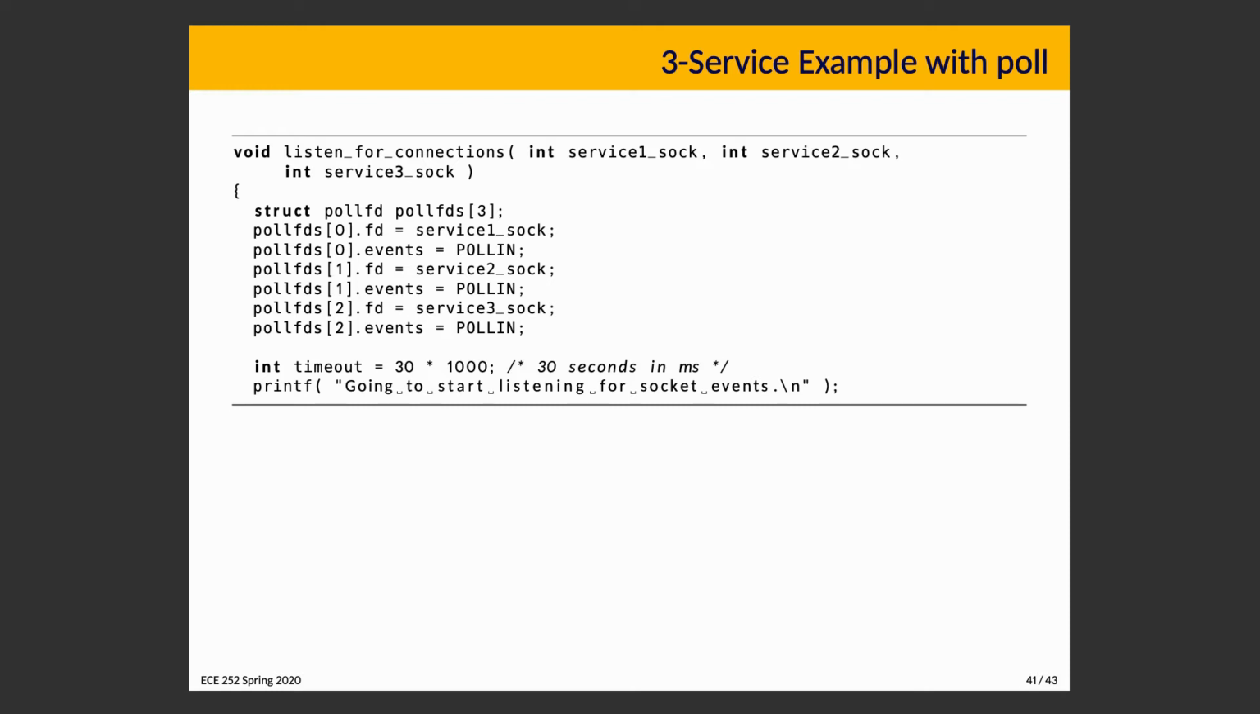But we have three sockets, service 1, service 2, and service 3 socket, and we're going to use all of them. We're just interested in reading from them. So we will declare an array of struct pollfd, and I'm just going to call it pollfds, and it will be of size 3. And we will initialize the fd and the events fields for each of those structures. So pollfds[0] is assigned service 1 socket, and we're interested in POLLIN on each of them.